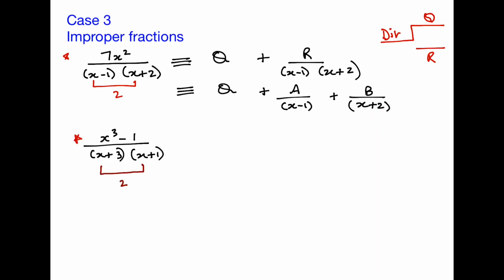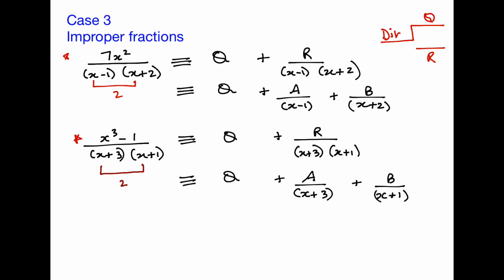Even if the power of the numerator is bigger than the power of the denominator, it is a case of improper fraction. We are still going to use long division, find the quotient and the remainder, and write it in the format quotient plus remainder over the denominator. And then I'm going to express this as a partial fraction. So we have quotient plus A over x plus 3 plus B over x plus 1. In all these formats, we need to find A and B. They are constants.